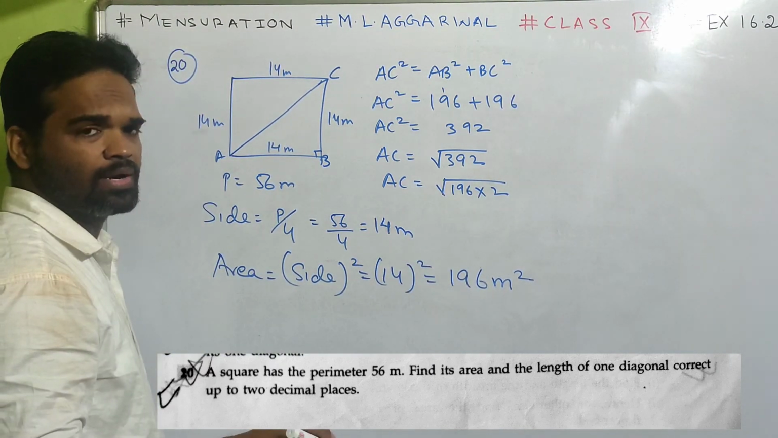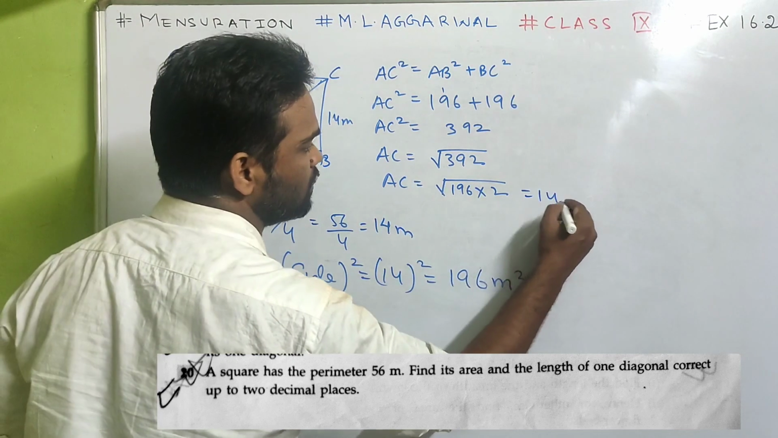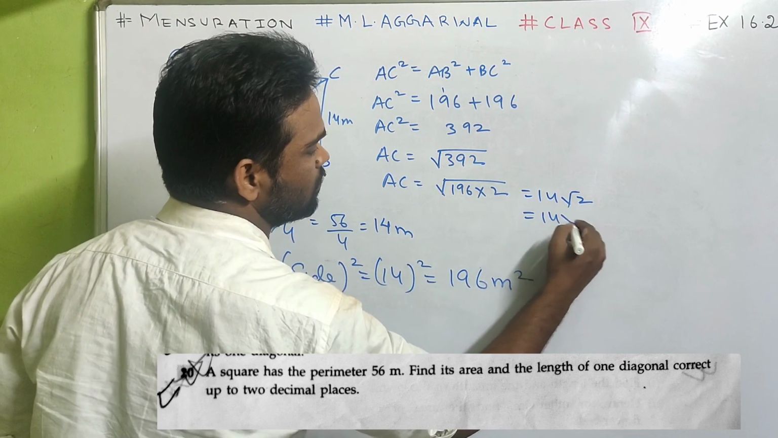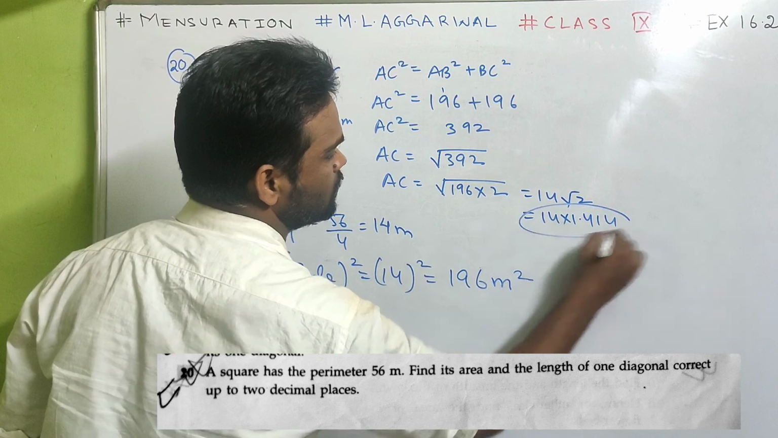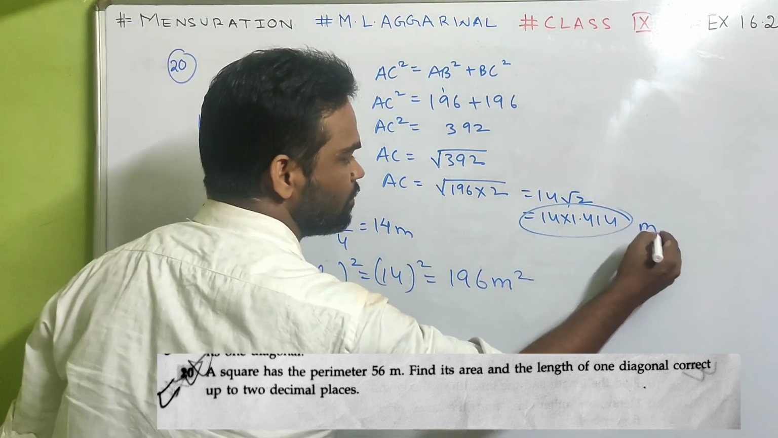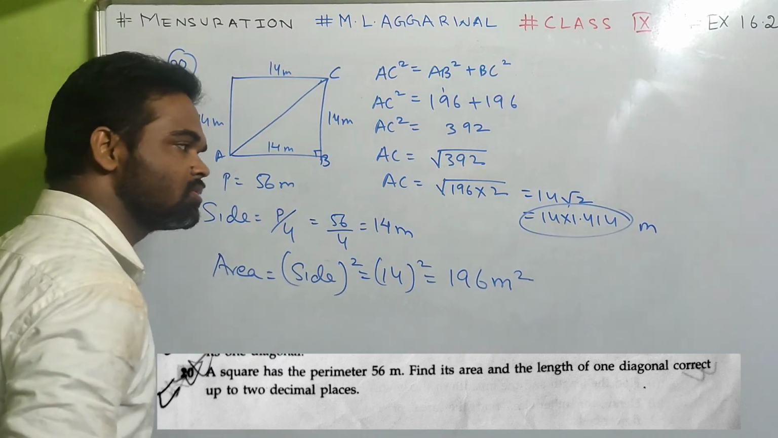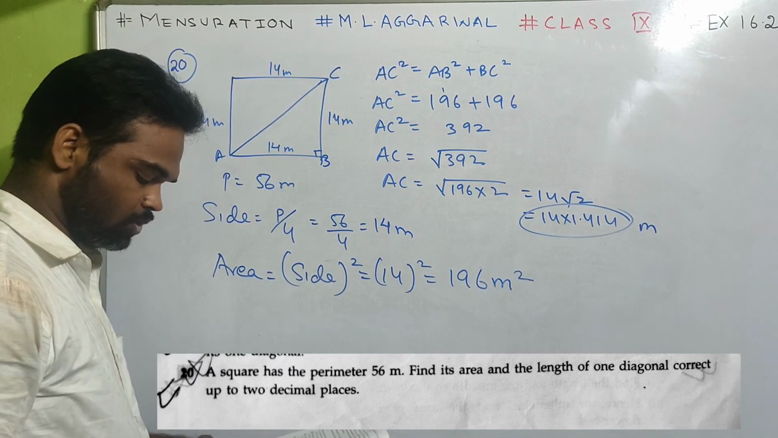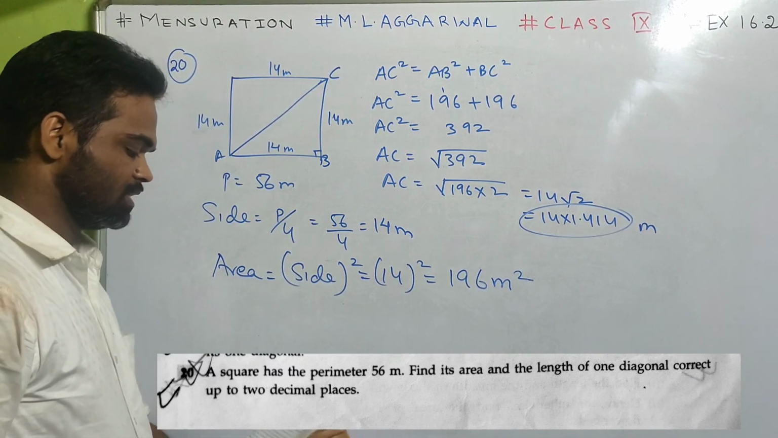Because we know the square root of 196, the square root is 14. Root 2. Just now we got the value 1.414. Solve it and get the answer. Very easy, isn't it? Just multiply these two and give your answer up to 2 decimal places.